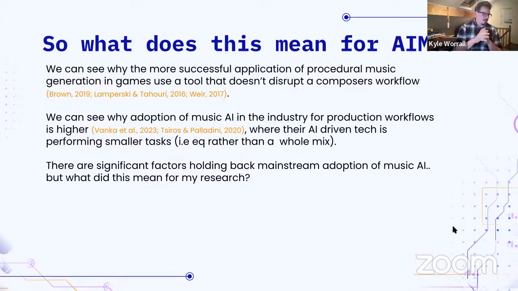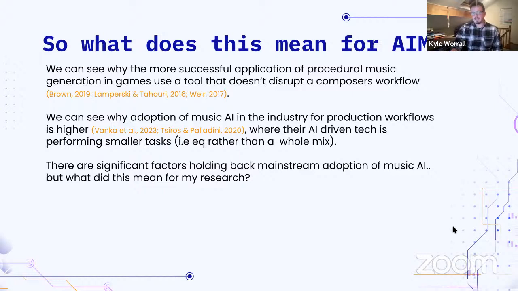So we might have an AI that denoises and it does it really well, or an AI that does some mixing, that takes out like harsh frequencies. Whereas a lot of the compositional AI tools are trying to write full polyphonic pieces of music, and they're kind of stepping on the toes of the ego of the composer. And these are significant factors kind of holding back mainstream adoption of music AI.